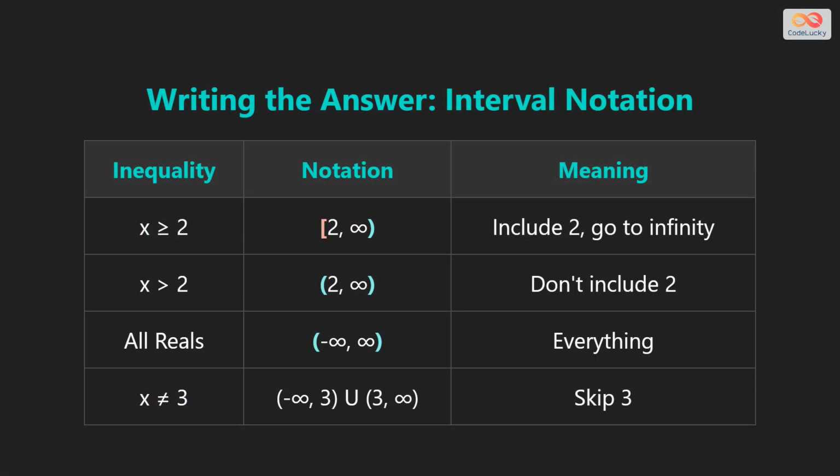Finally, we need to write our answer mathematically using interval notation. We use square brackets if we want to include a number, like in our previous example starting at 2. We use parentheses if we want to exclude a number or when we are using infinity.